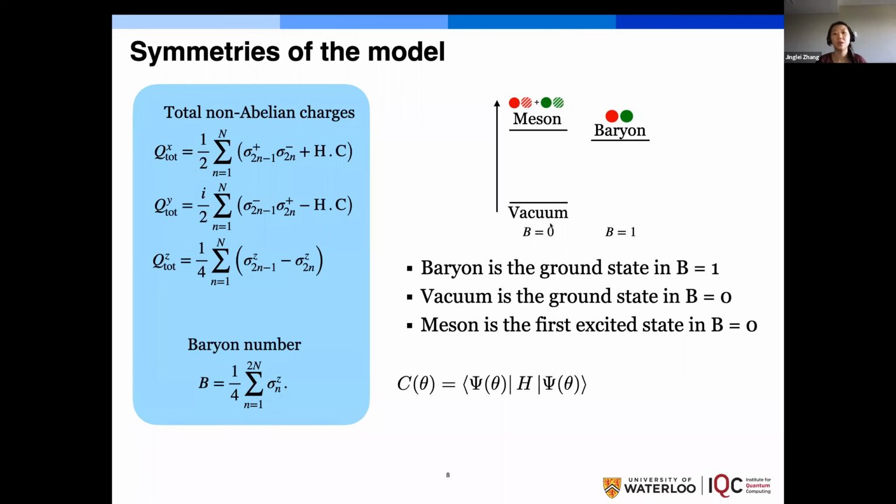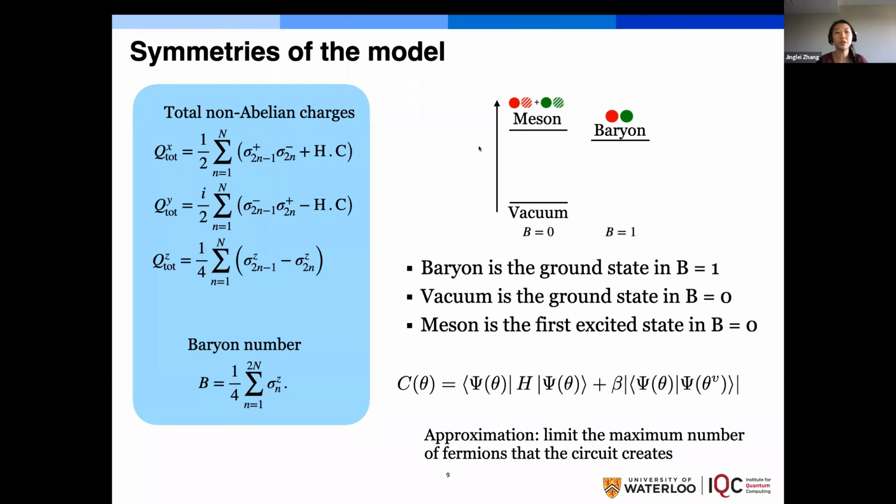Okay, so given what I told you before, you can imagine that finding the vacuum and the baryon state are going to be easy, because I can isolate the specific symmetry sector that I want, and I have told you already the cost function that I want to minimize, which is the expectation value of the Hamiltonian, right? So the ground state of each symmetry sector can be found just by looking at the expectation value of the Hamiltonian. However, in order to study the meson state, you can imagine that this is going to be more complicated.